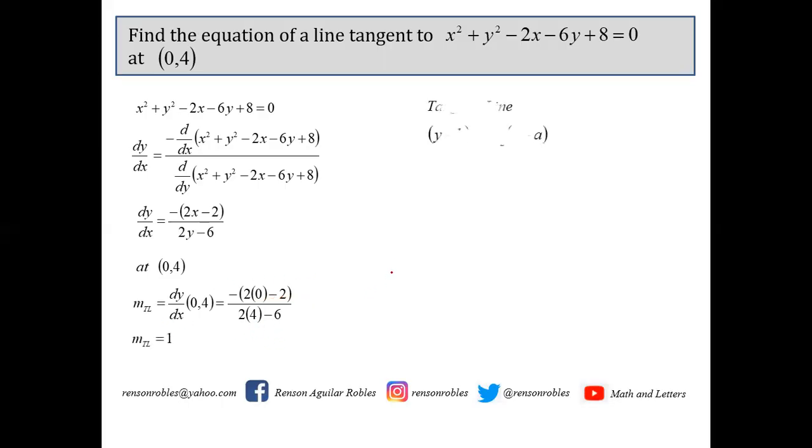And for the equation of the tangent line, that's y minus b equals the slope of the tangent line times x minus a.